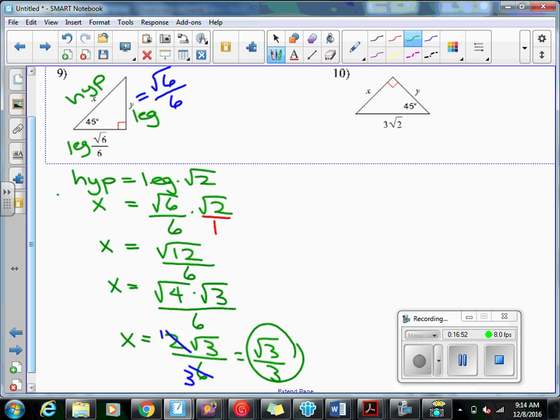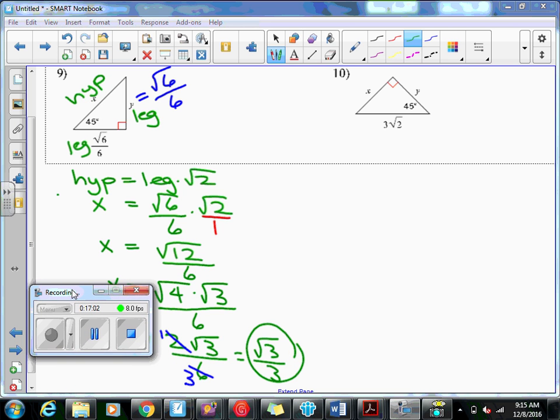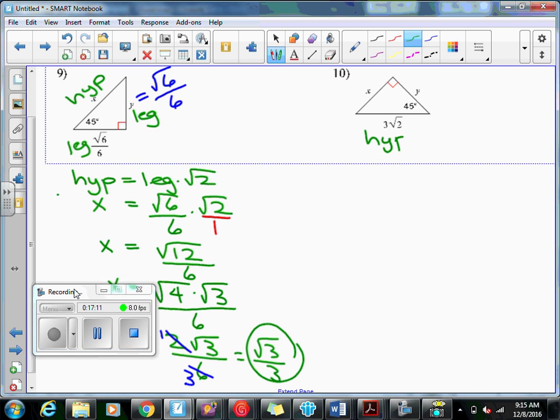That's your answer for number 9, for x rather. Okay, now that we've done that one, let's go ahead and do number 10. All right, for number 10, same thing. It's a 45, 45, 90 triangle. This side that was given is our hypotenuse. The other two sides are legs.